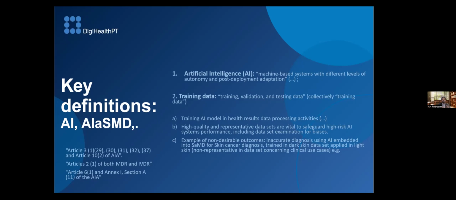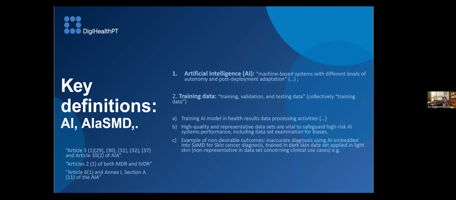One more important definition, now under the AI Act and the medical device regulation, is what artificial intelligence is. The binding definition is that artificial intelligence is a machine-based system with different levels of autonomy and post-deployment adaptation. If the model or the machine learning algorithm relies on this definition, then in a broad term we have artificial intelligence systems. Training data, for example, is the training, validation, and testing data. Collectively, for the sake of clarity, we will refer to these different phases of training only as training data, which includes training, validation, and testing data.